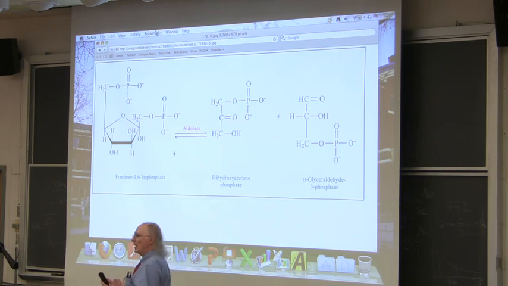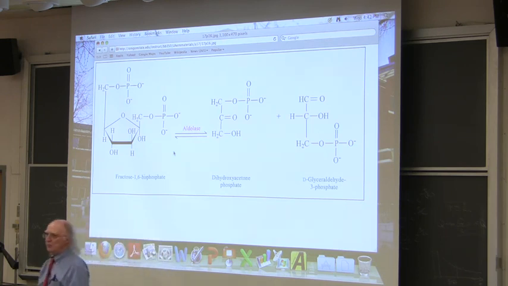Cells have to play with concentrations to make pathways go the direction that they want because that's the only thing that cells have control over. They can't change the delta G0 prime. That's fixed for a reaction. But they can change the amounts of reactants and products.